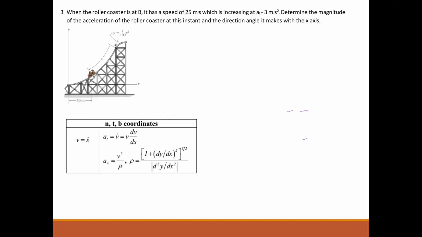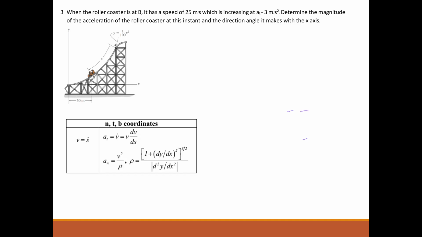Okay, for this problem, we already know the path of the motion. The path is a curvilinear motion like this. And the problem is that the roller coaster is at point B, and it has a speed of 25 meters per second, which is increasing at a_t equal to 3 meters per second squared.